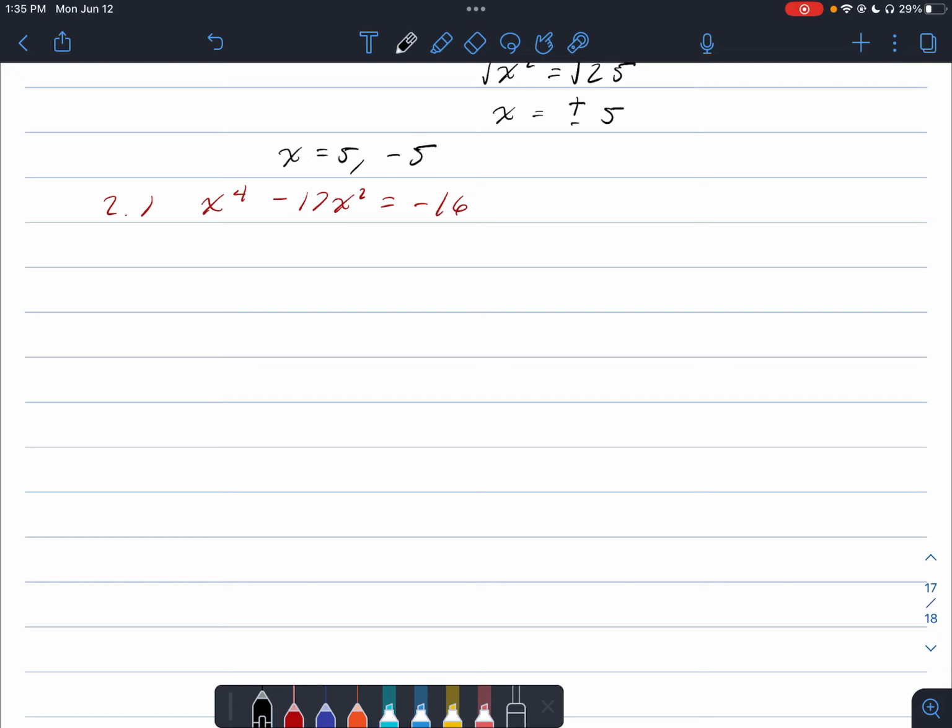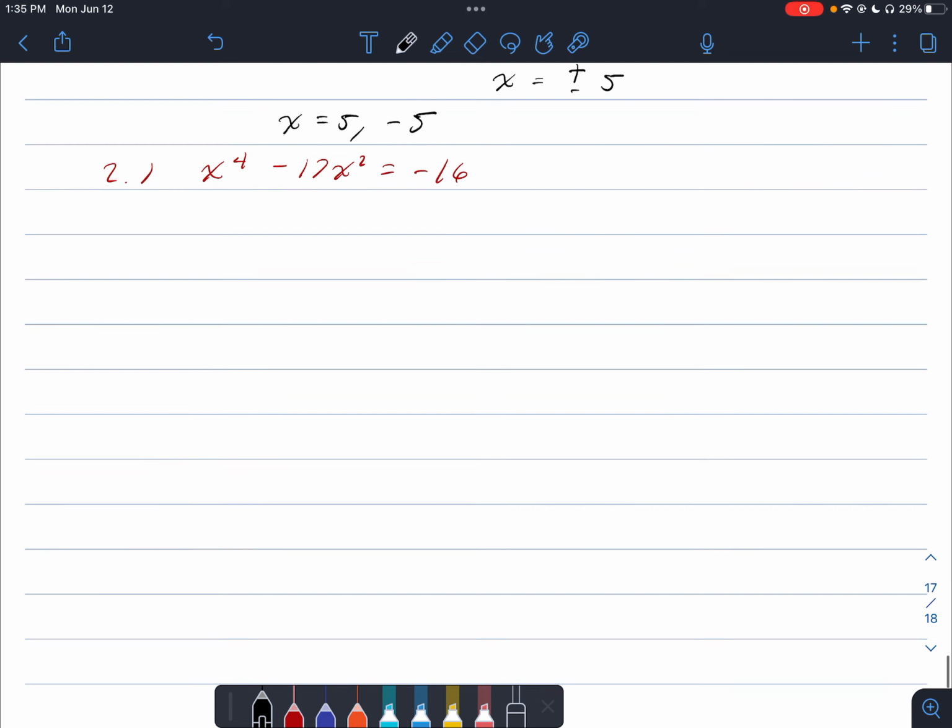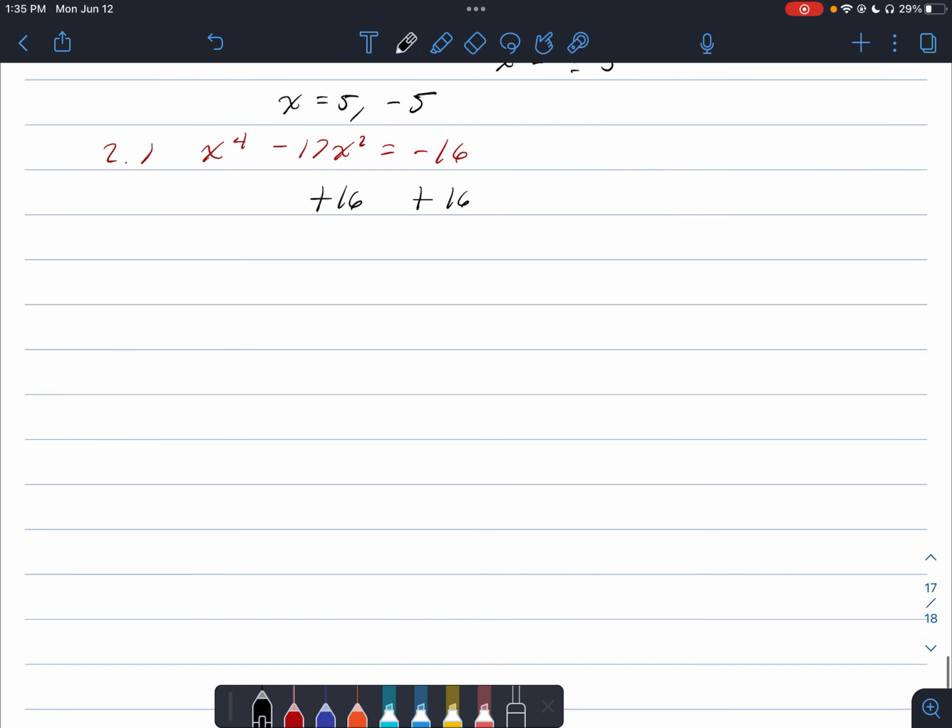Here we have x to the fourth minus 17x squared is equal to negative 16. So before we do anything, let's go ahead and move this 16 over and set this whole thing equal to 0. So this will become x to the fourth minus 17x squared plus 16 is equal to 0. Okay. Here, again, we don't have any good techniques for dealing with degree 4 polynomials directly. So let's kind of hit this indirectly.